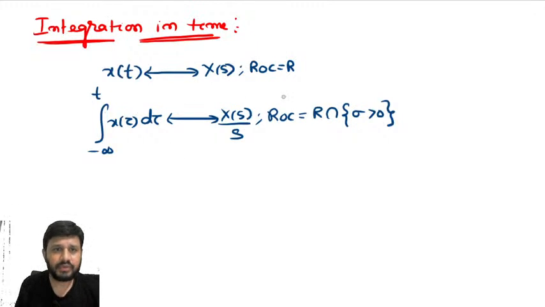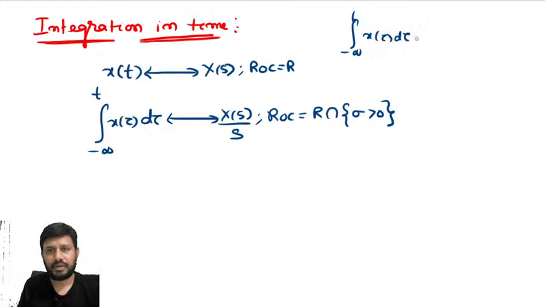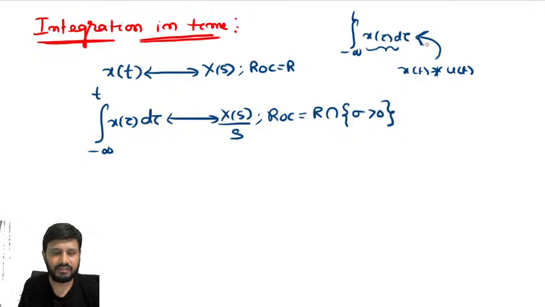If x of t and x of s with ROC R, then integral minus infinity to t x of tau d tau forms a Laplace transform pair with x of s by s, with ROC equal to R intersection sigma greater than 0. You can, if you want, try the proof also. Whenever you are integrating, the impulse response is u of t, and this is nothing but x of t convolved with u of t. Whenever you convolve x of t with u of t, integration will come, no? Because the impulse response of an integrator is a unit step signal.